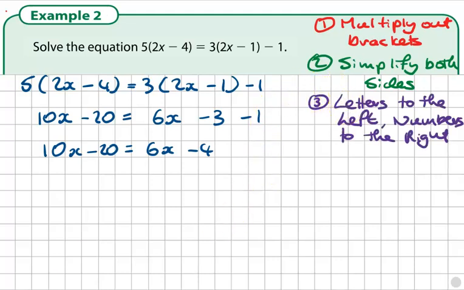Step 3, letters to the left, numbers to the right. So the 10x is already on the left, so that doesn't change. So we're going to carry the 6x over the equal sign, and it becomes minus 6x. We bring down the equals. The minus 4 is a constant, it's already on the right, so that doesn't need to change. But the minus 20 needs to come over and become plus 20.